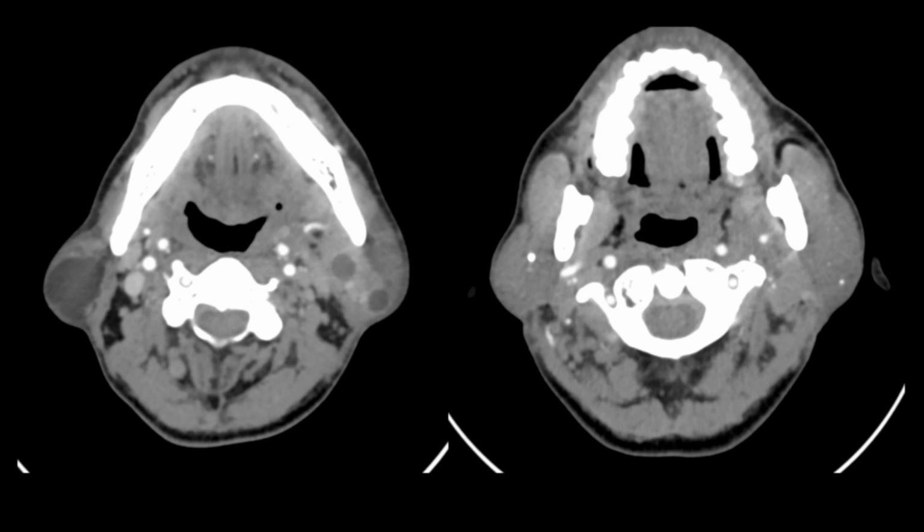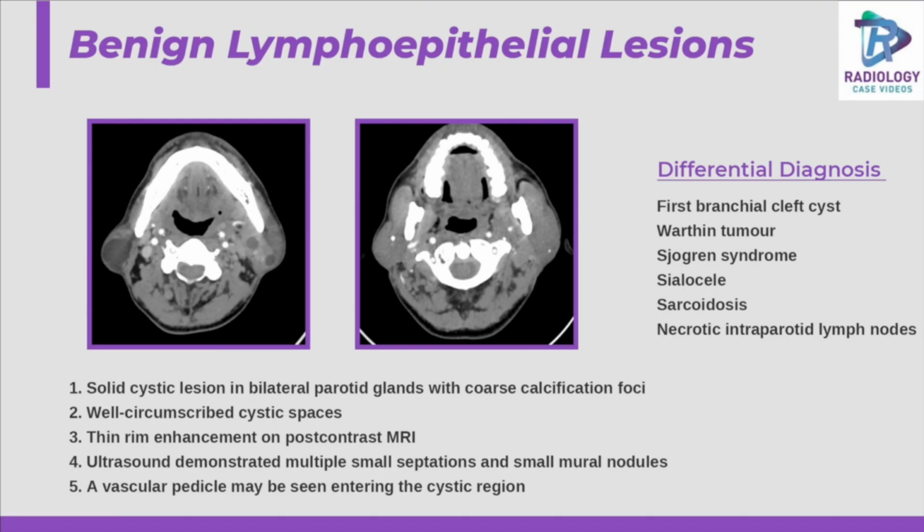Coming to the first case, bilateral parotid glands appear enlarged with cystic lesions within, and this patient is HIV positive, and the diagnosis is benign lymphoepithelial lesions. Benign lymphoepithelial lesions are solid cystic lesions in bilateral parotid glands which may show coarse calcifications. They are generally well circumscribed cystic spaces and may show thin rim enhancement on post-contrast images.